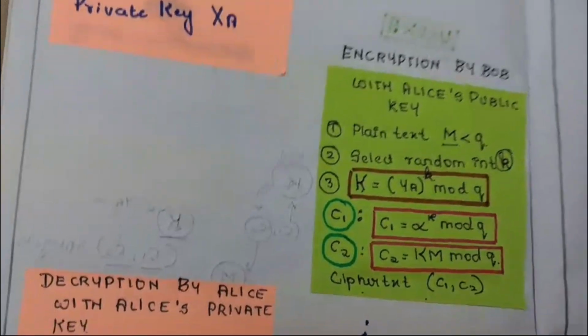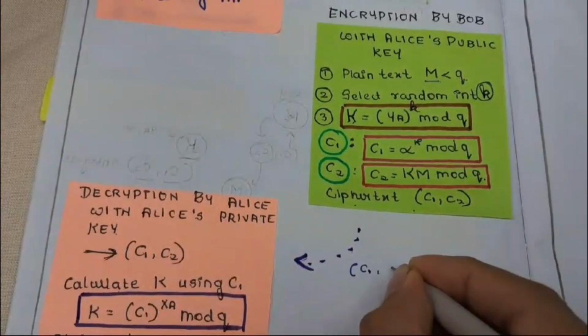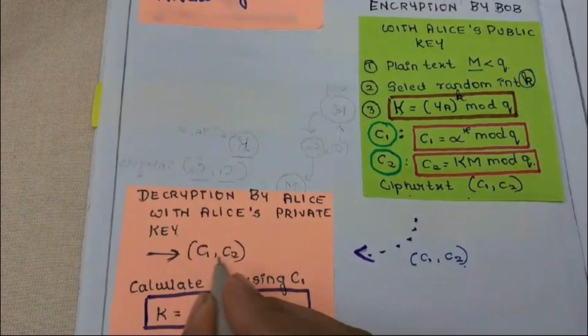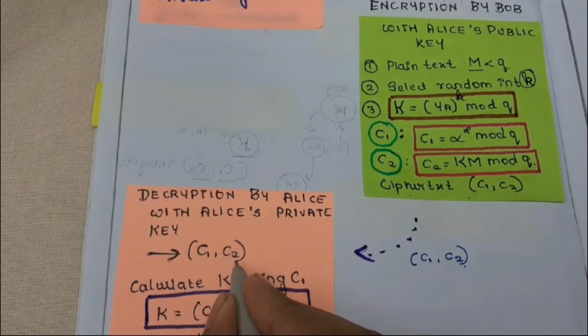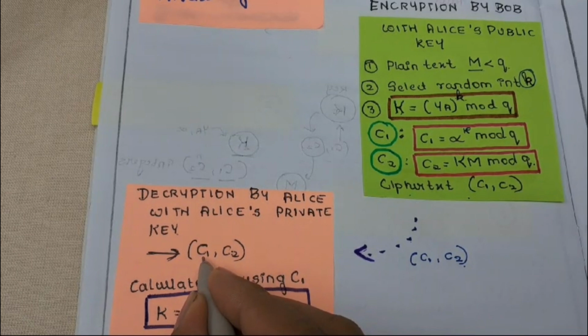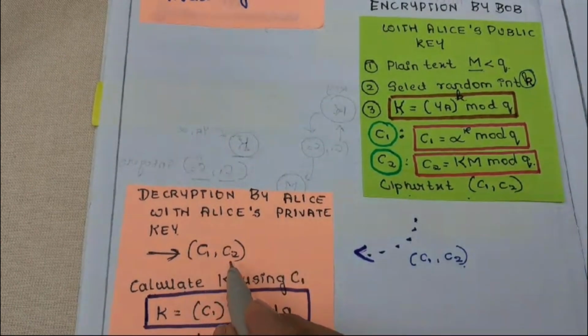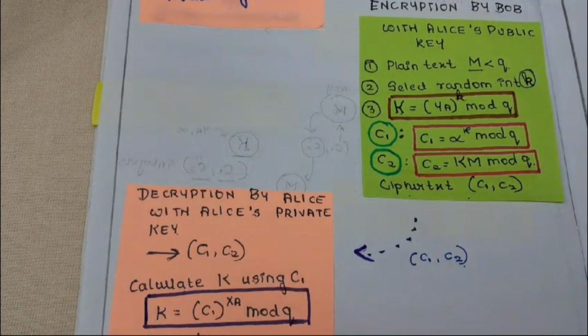to Alice, C1 and C2. Alice has received C1 and C2. This is the ciphertext. We know that C1 is used for calculating the key K, the secret key, and C2 is used for finding the message.